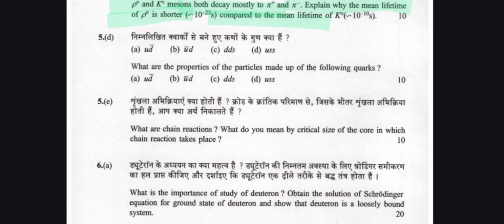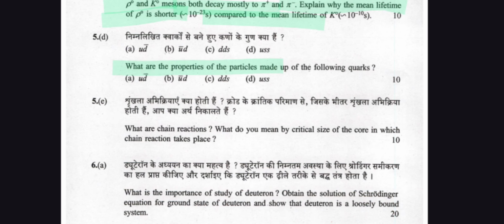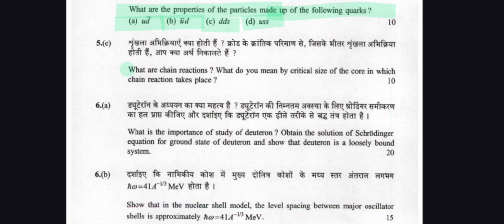Question number 5d. What are the properties of the particles made of the following quarks: UD, UDDS and USS? And question number 5e. What is a chain reaction? What do you mean by the critical size of the core in which a chain reaction takes place?